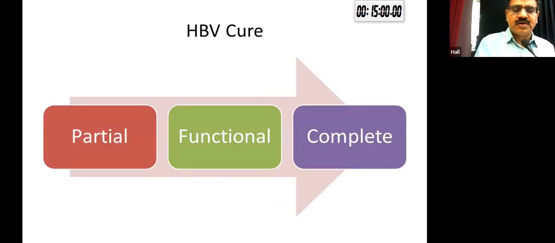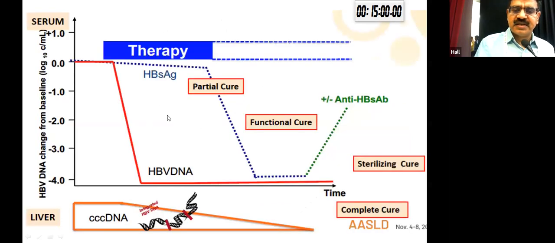Accordingly, the HBV cure can be partial, functional, or complete. Partial means DNA is negative, and HBsAg is less, but still present. Functional cure means you are losing S antigen, but the cccDNA or the integrated virus is still present. So far, we want to achieve functional cure in all of our patients, but we can dream of complete cure and sterilizing cure with better treatment.